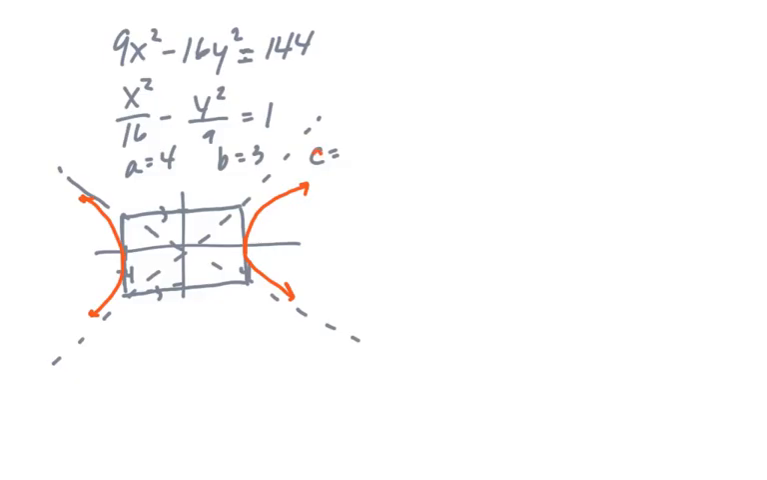And then you need the foci. And for the foci, c squared equals a squared plus b squared. And we know that that means c equals 5. So your foci are here at positive 5 and over here at negative 5. So hopefully that'll help you see it.